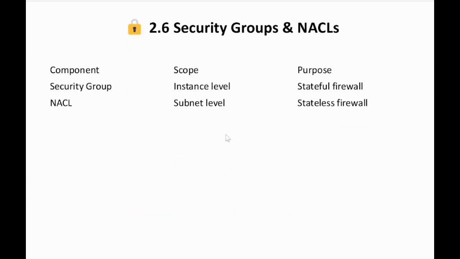Next one is security groups and NACL. So what is this? Security group: its scope is the instance level and its purpose is a stateful firewall. Okay, this is a stateful firewall. And what is NACL? NACL is at the subnet level. It's basically used at the subnet level, and it is a stateless firewall. What is the purpose? It's used as a stateless firewall.